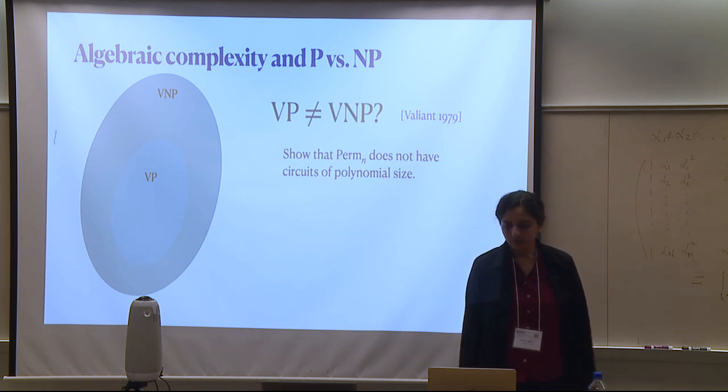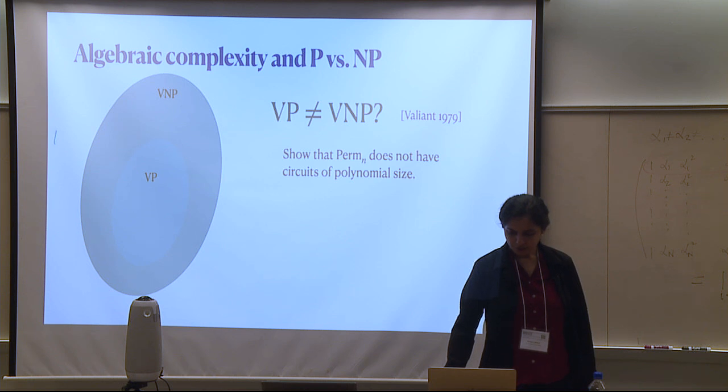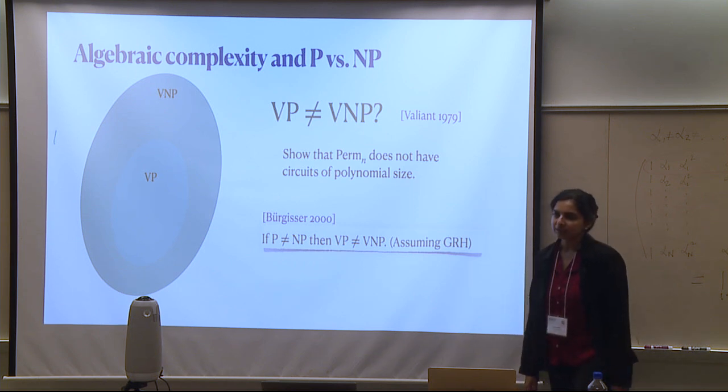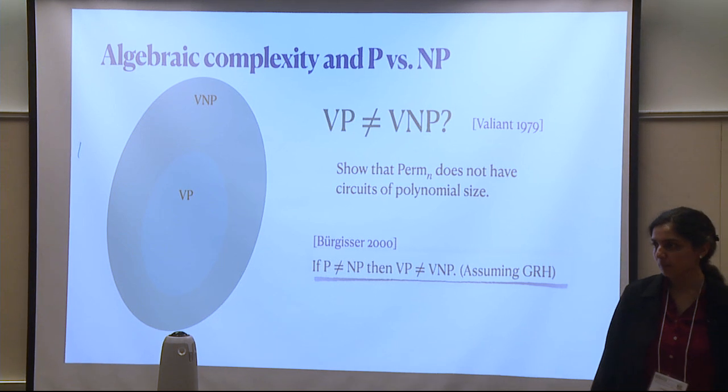Of course, we do not know whether VP is equal to VNP or not. That's a big open question. Why should everybody else care about it outside of algebraic complexity? Well, like I said, algebraic complexity sort of provides a first step towards Boolean lower bounds, perhaps.